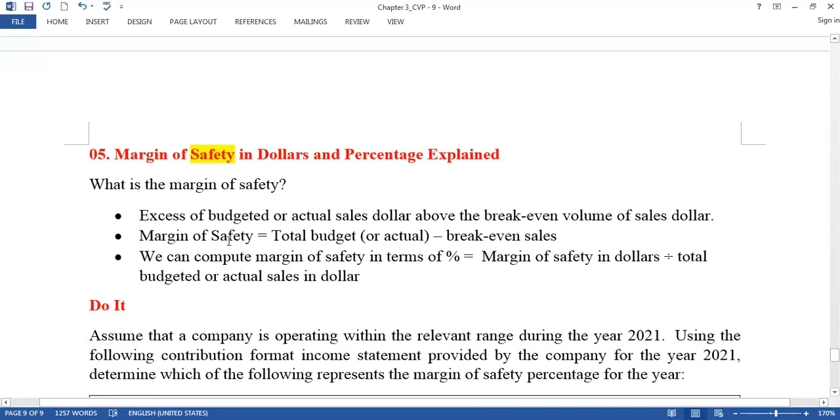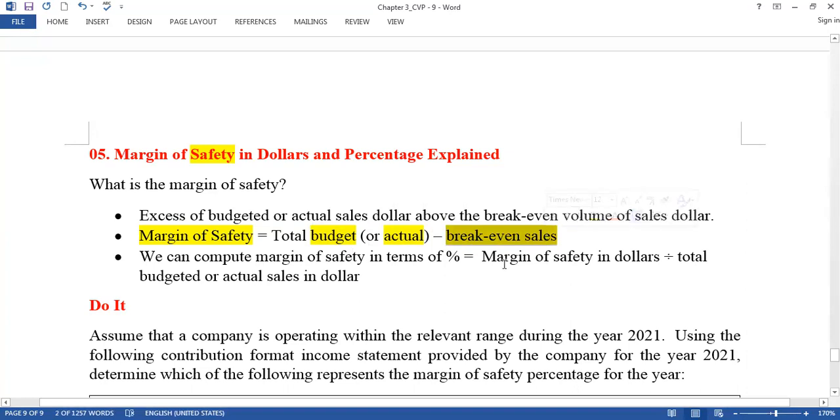Okay, so look at the formula. Margin of safety equals actual sales or budgeted sales minus break even sales. Clear? So what should we do first? In this question, we should calculate break even sales first, because the question will give you actual sales, or the budgeted sales. So this part is already given in the question. So you have to calculate break even sales.